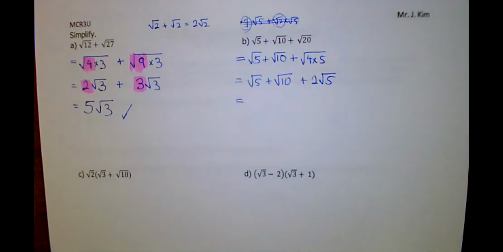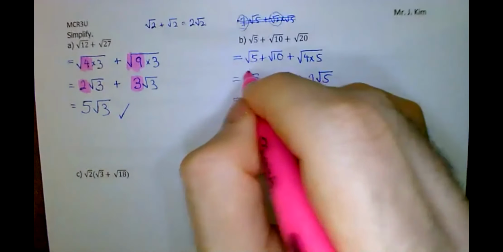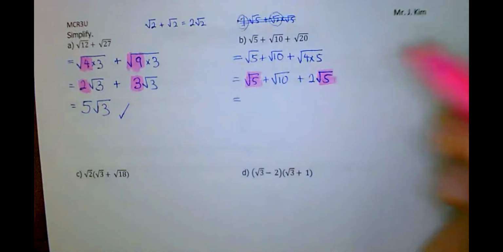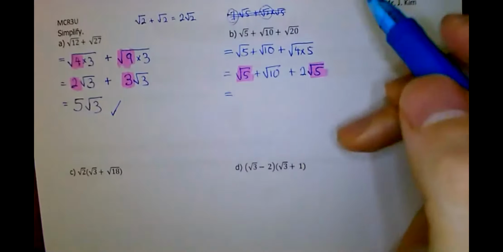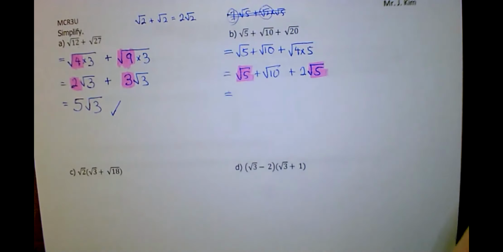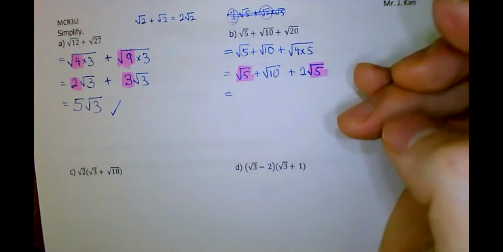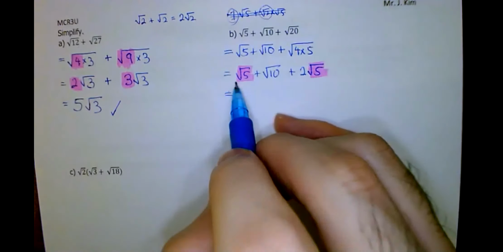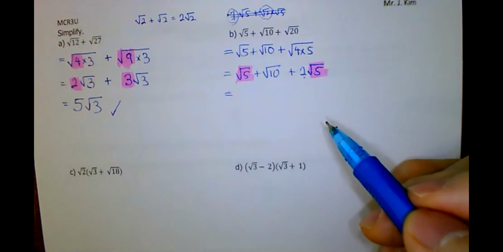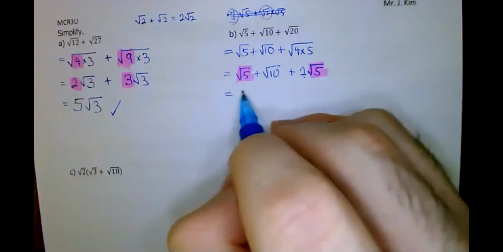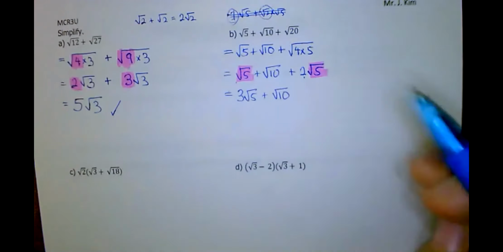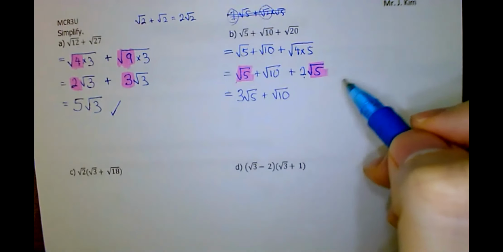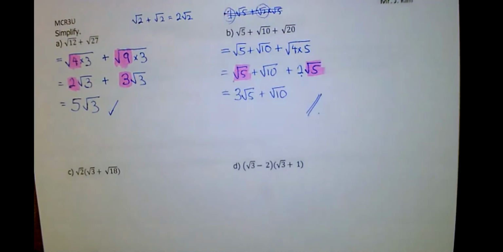And then once you do that, you realize the bases, or the radical part, is the same. And so, 3 root 5 plus root 10? Yes. Pausing right here. Any questions?